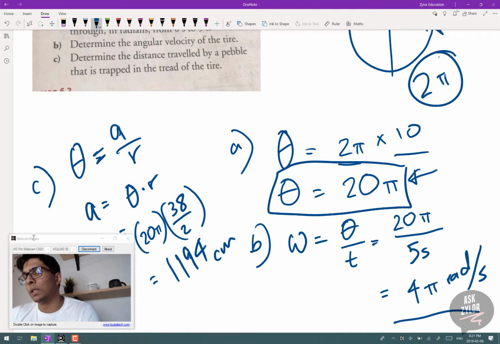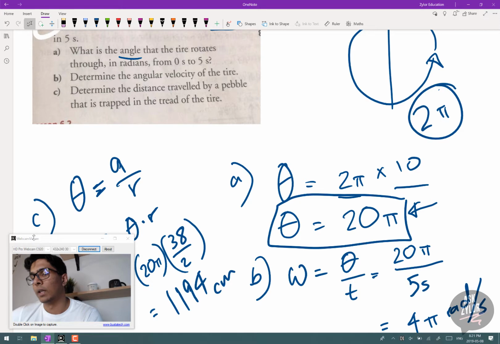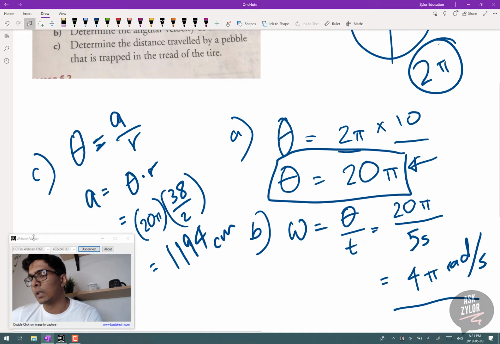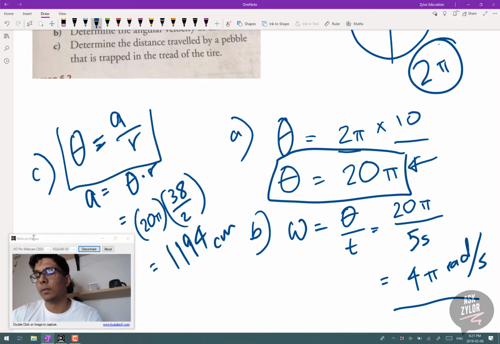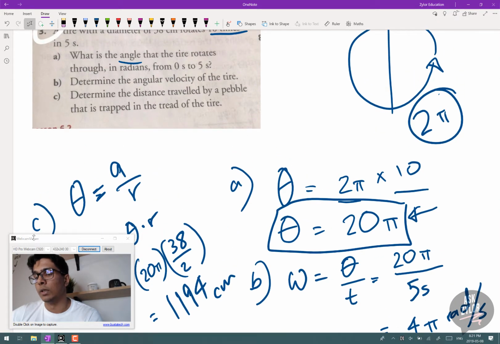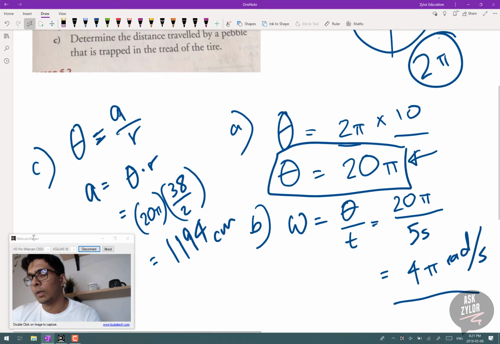And finally, part C was saying determine the distance traveled by a pebble that's trapped in the tread of the tire. So our assumption is that it's asking for the first 5 seconds, how far is it traveling? So they're asking us in terms of a distance, so not an angle, a distance. So we need to find the arc length. So the arc length equation is equal to arc length over radius. And the radius they've given us was the 38/2 because they give us the diameter. So then we know the angle is 20 pi, so we multiply 20 pi by 38/2 to give me 1,194 centimeters.